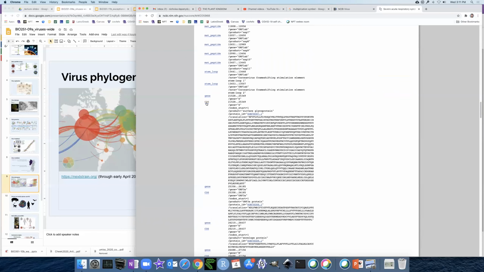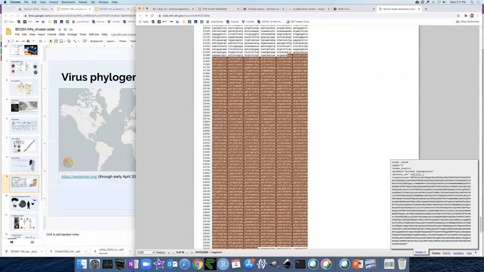All right, so surface glycoprotein. Yeah, I think that's right. So I copied that, and it gave us a translation. So a couple things to notice. The part that's highlighted is the code determining sequence.